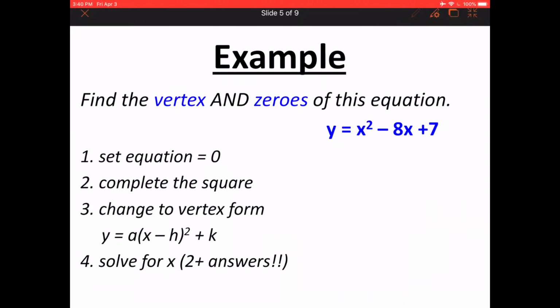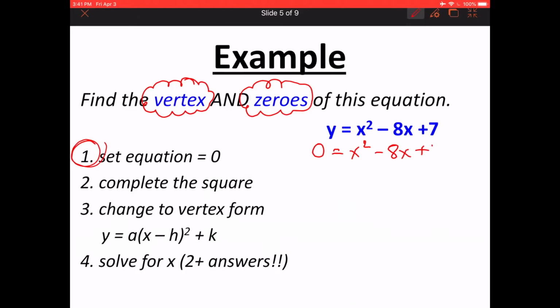So let's take a look here at using vertex form to solve. And notice part of why we're going to use vertex form is because the directions ask us to find the vertex and the zeros. So step number 1, set the equation equal to 0. 0 equals x squared minus 8x plus 7. Step 2 is to complete the square. So in order to complete the square, I put parentheses around my x terms. Then I take b, which is always the number in front of x.